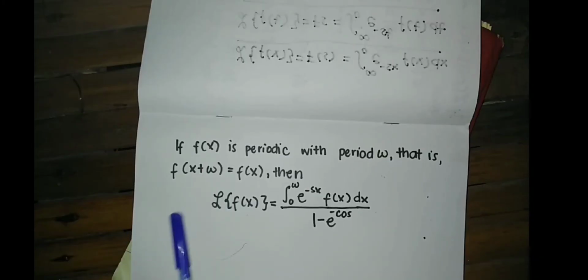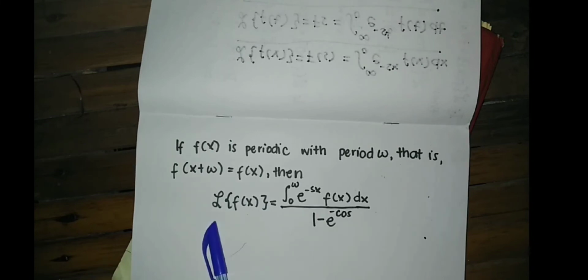So this is the last property. It says that the Laplace transform of the periodic function f of x with period omega is equal to the integral of e raised to negative s x times f of x dx from 0 to omega, divided by 1 minus e raised to negative s omega. So this depends on the period given.